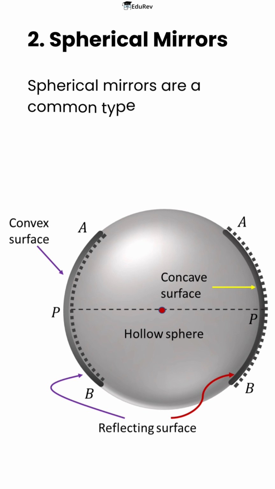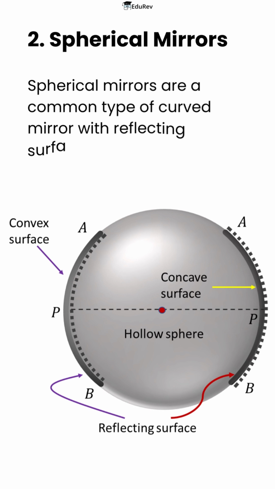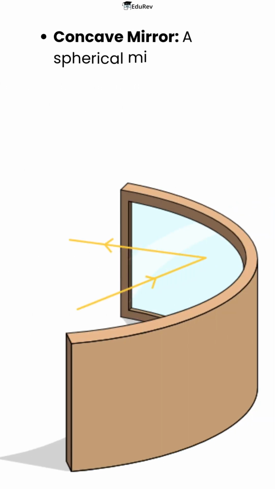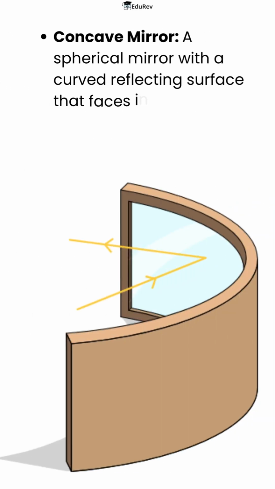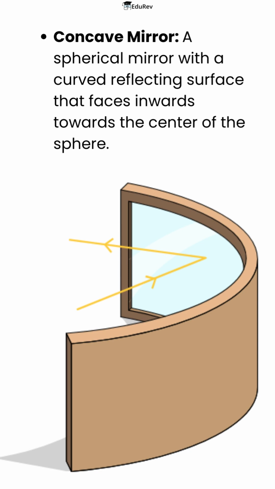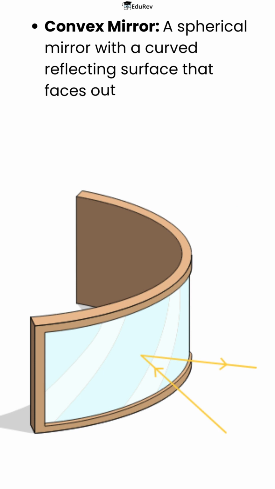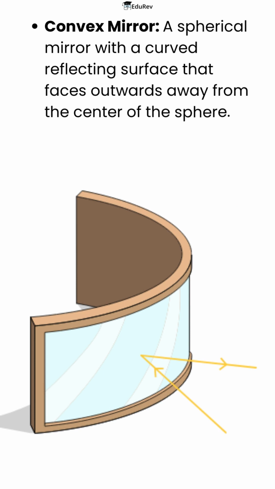Spherical mirrors. Spherical mirrors are a common type of curved mirror with reflecting surfaces shaped like a part of a sphere. Concave mirror: a spherical mirror with a curved reflecting surface that faces inwards towards the center of the sphere. Convex mirror: a spherical mirror with a curved reflecting surface that faces outwards away from the center of the sphere.